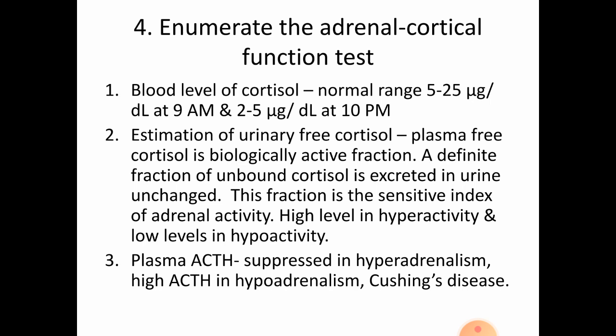Next test is plasma ACTH. The ACTH level is suppressed in hyperadrenalism, and there is high ACTH in hypoadrenalism and also in Cushing's disease. Okay, these are the 3 tests in adrenal cortical function test: blood cortisol, then urinary free cortisol, then plasma ACTH values.